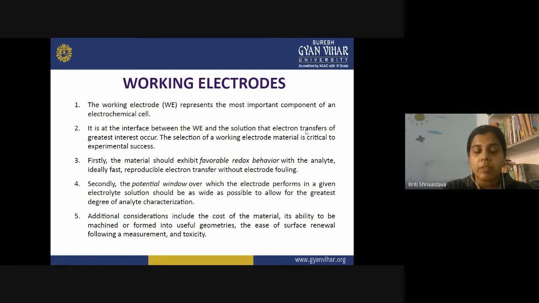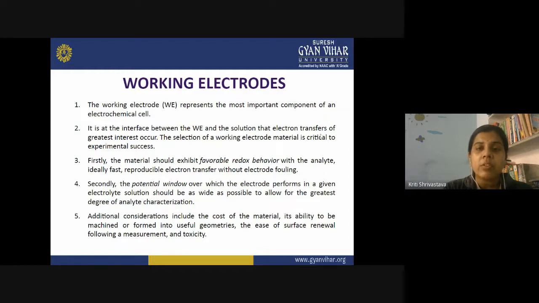Working electrodes form a very important category, and the success of your voltammetric experiment depends upon your careful choice of the working electrode. The working electrode represents the most important component of an electrochemical cell, and it serves as an interface between the working electrode and solution where electron transfers of greatest interest occur. So basically that electron transfer, which is a characteristic of the analyte, we are going to measure.